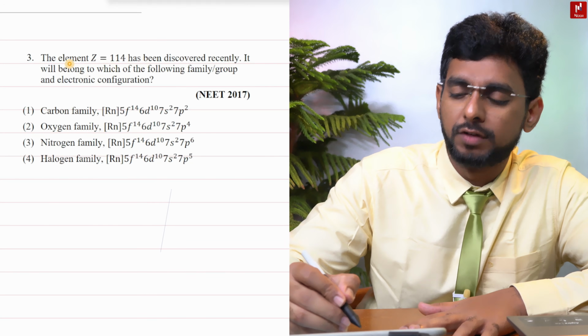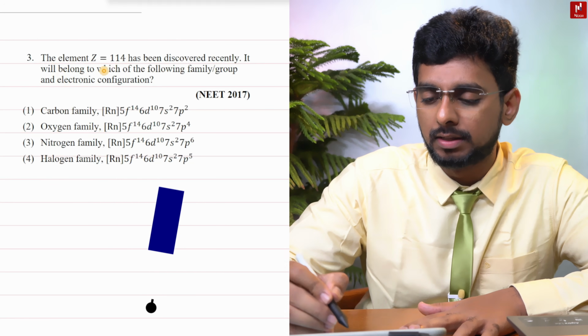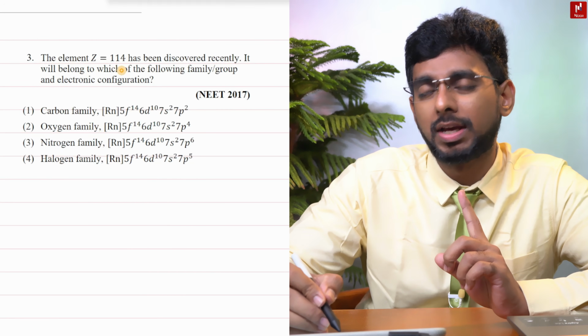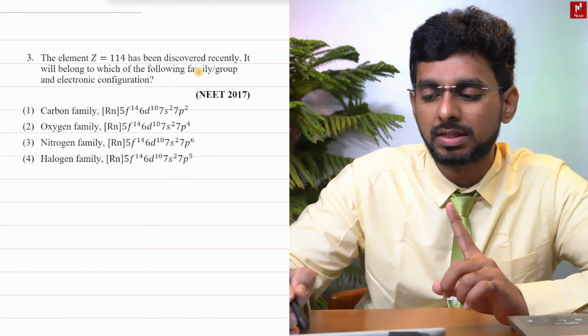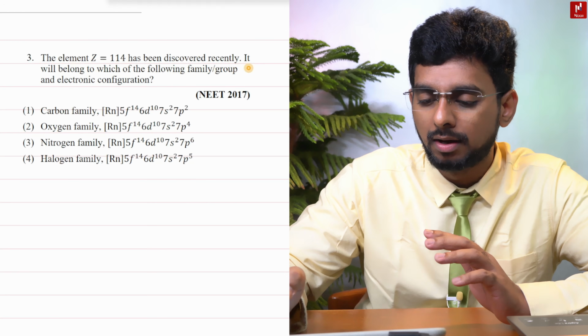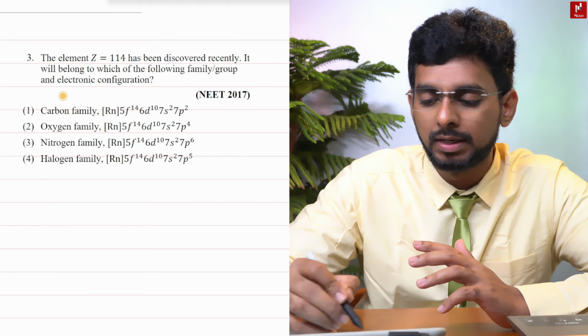In this question, you have to get the electronic configuration. Let me read the question. The element Z equals 114. So they have given you the atomic number, which is equal to 114, has been discovered recently. It will belong to which of the following family or group and electronic configuration.